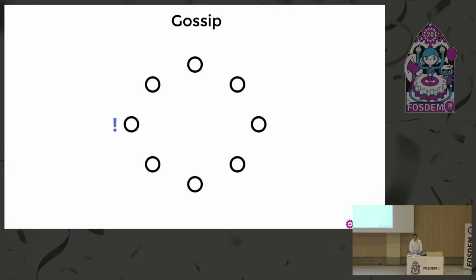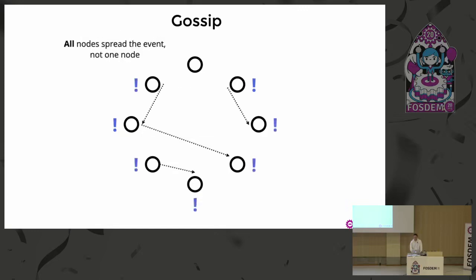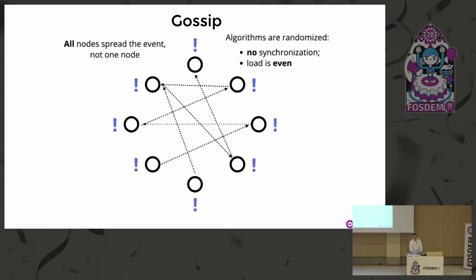Assume that one node detected an event. For example, it found that some other node has failed. And it will send this event to every other node one by one in random order. Nodes that received this event will do the same. They will send it to their random neighbors and so on. So after some time, the whole cluster knows about this event.